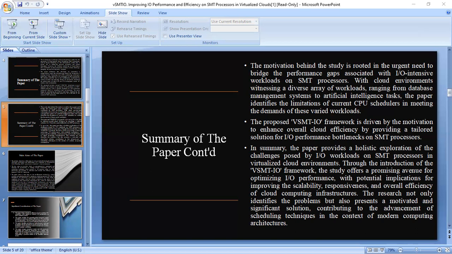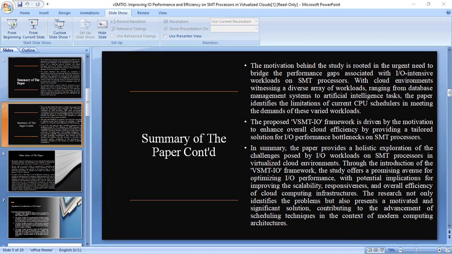Coming to the next slide, significant contributions of the paper. The paper highlights efficiency challenges in current CPU schedulers when applied to boost I/O performance on SMT-enabled systems. It introduces the innovative concept of context retention as a method to enhance the efficiency of CPU scheduling for I/O operations, aiming to improve the overall performance of systems utilizing SMT processors.